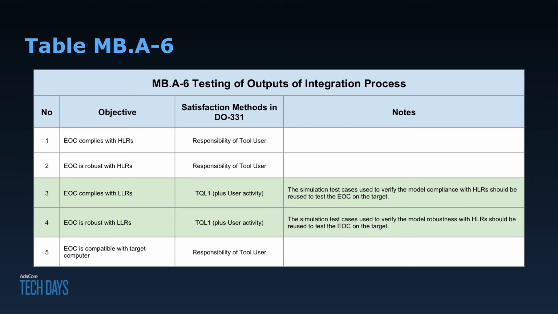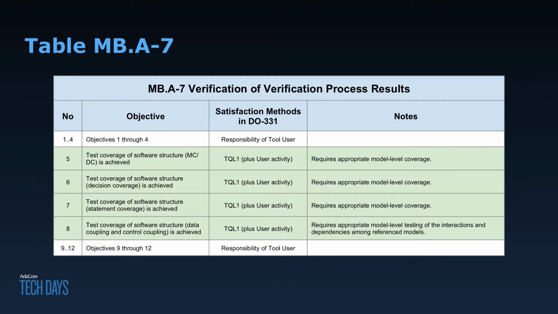In table A6, we look at the outputs of integration. This is where we show that executable object code matches our requirements. And by re-executing those test cases in conjunction with the TQL1 story, you can take credit for these objectives. And finally, as I said, when it comes to coverage of your source code, you can take credit for any coverage you've obtained at the model level because of the TQL1 story for QGen.